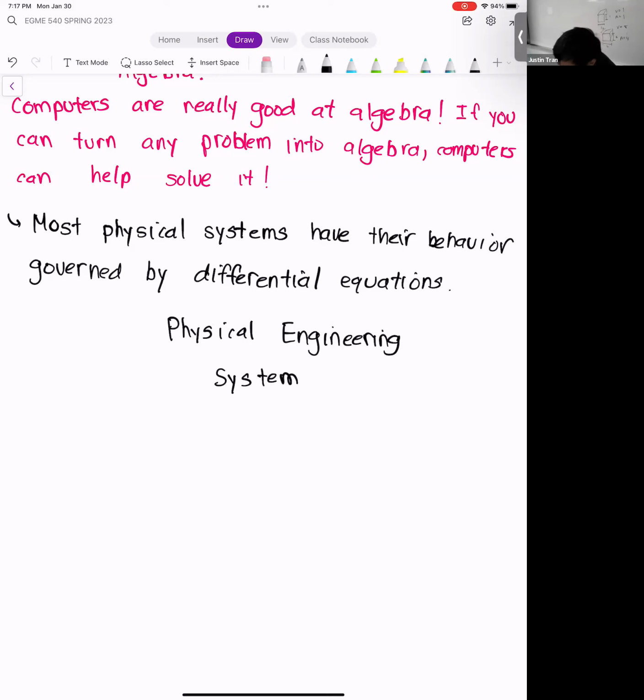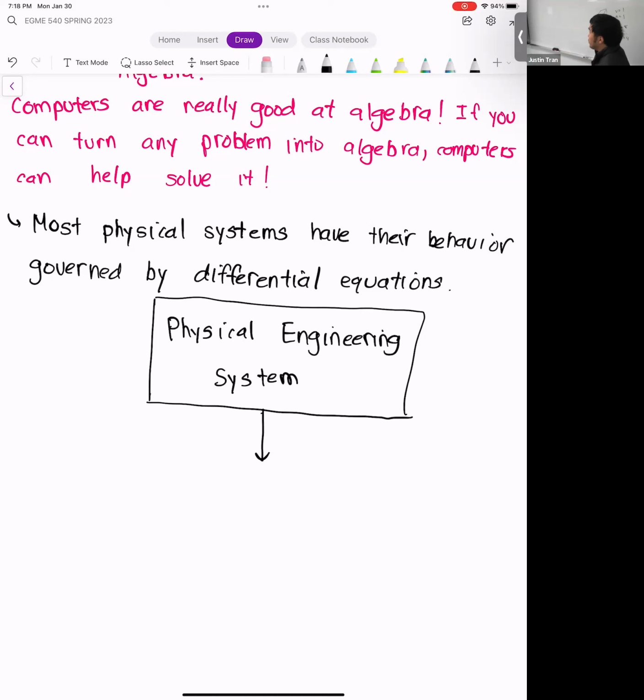So you start with a physical engineering system. This could be an airplane wing, a car engine, a bridge that you're designing, some electrical component, whatever. As an engineer, you need to do some kind of analysis on this to help with your design work, or maybe you're doing failure analysis. So you start with a physical engineering system that you want to learn more about.